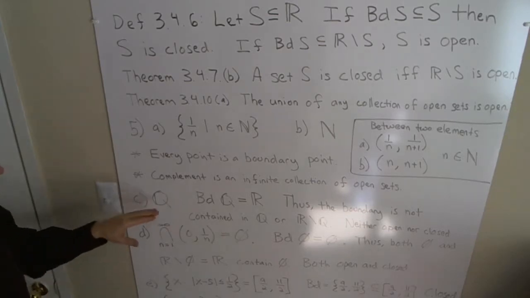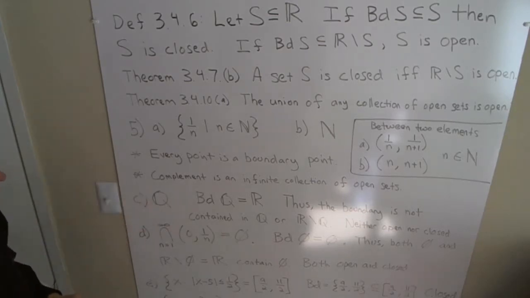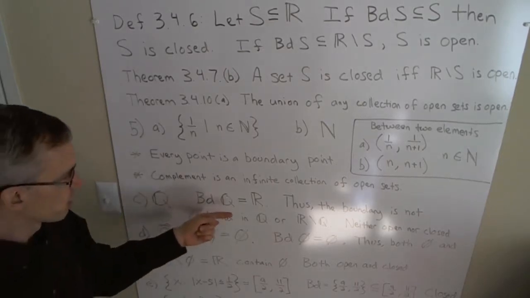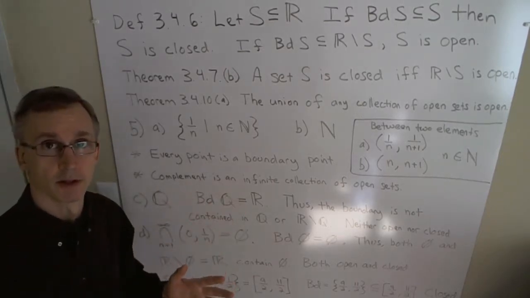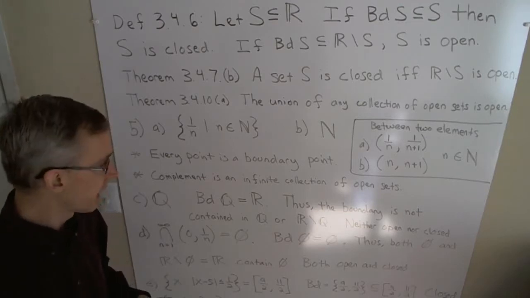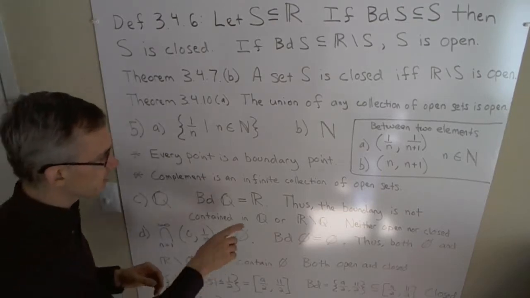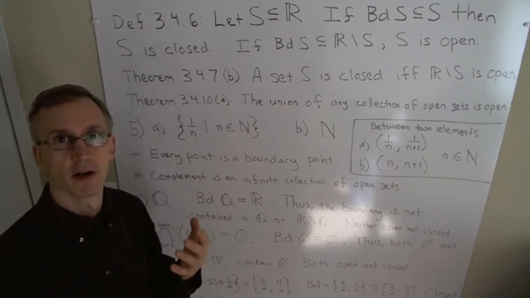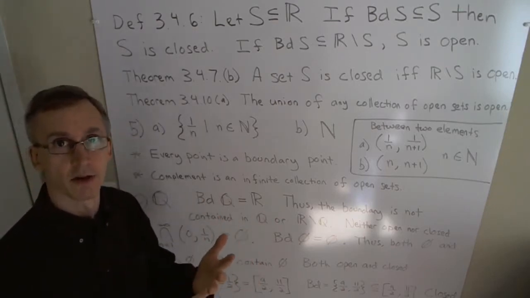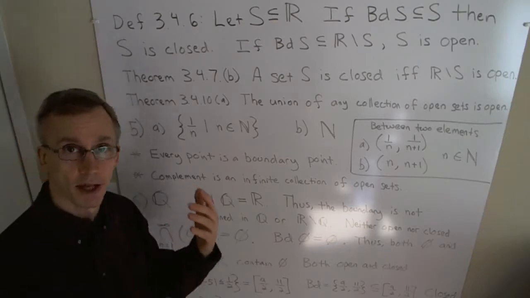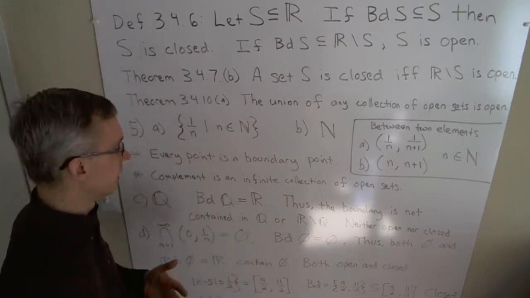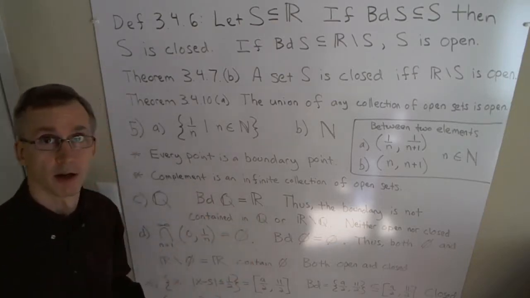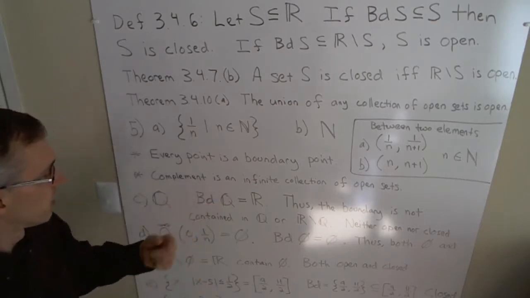Now part C, we've got the rational numbers. The boundary of the rational numbers is all of the real numbers. And the reason for that is, if you take the neighborhood of any real number, any interval contains both rational and irrational numbers. So you've got elements both in the set and out of the set, and therefore every member of the reals is a boundary of the rationals.